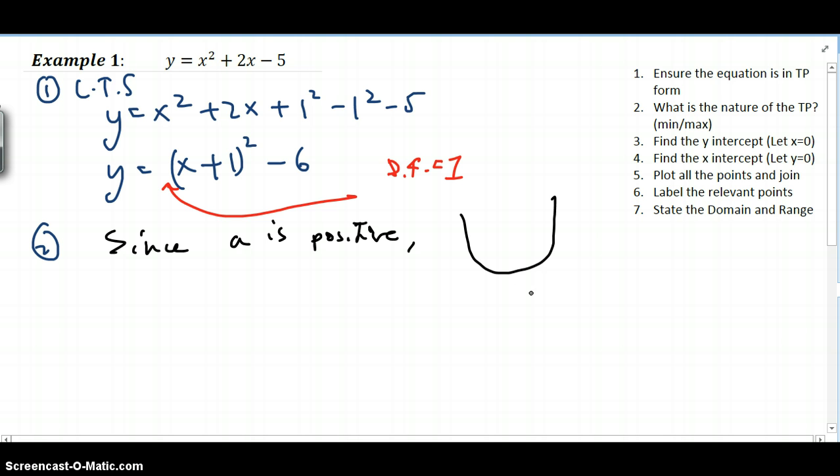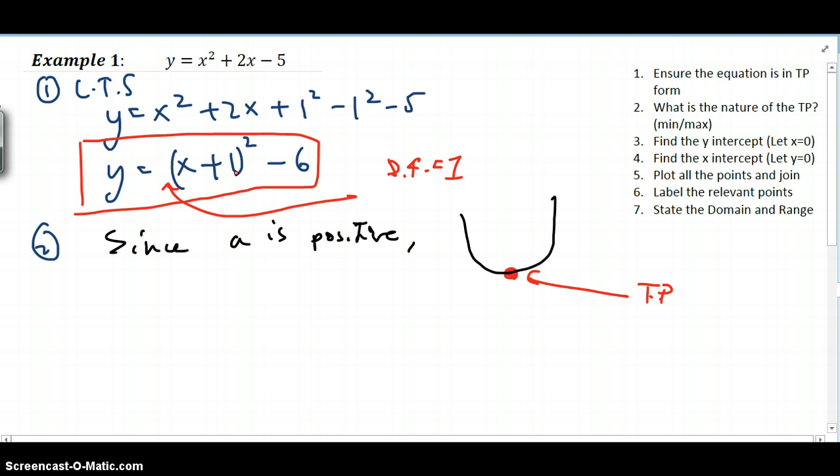So the graph will be a U shape. Now, the next thing I would recommend you do is find out what the coordinates of this turning point are. So what is the turning point of this graph? We already realized that we can determine the turning point straight from looking at this. So to find the turning point of this graph, we just go, what is the h value?